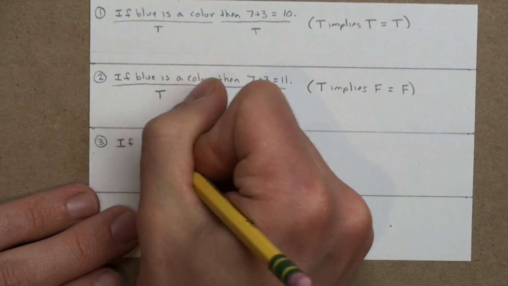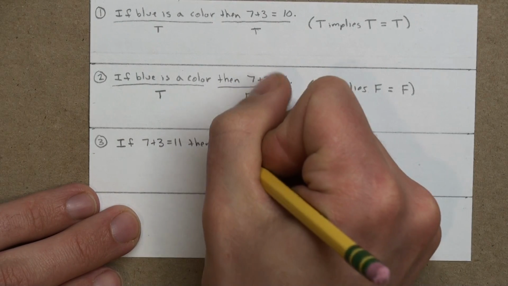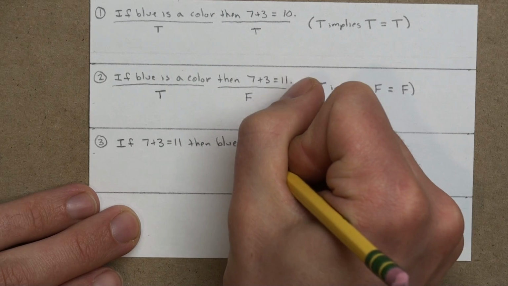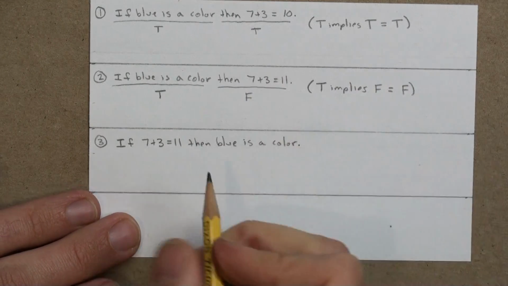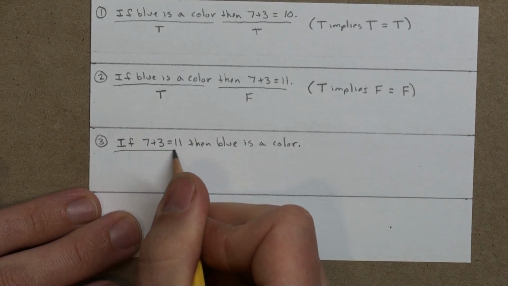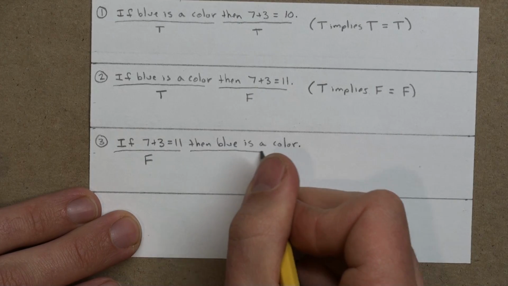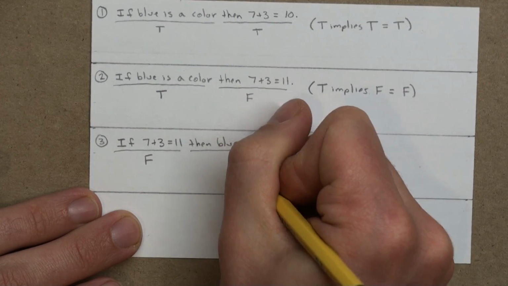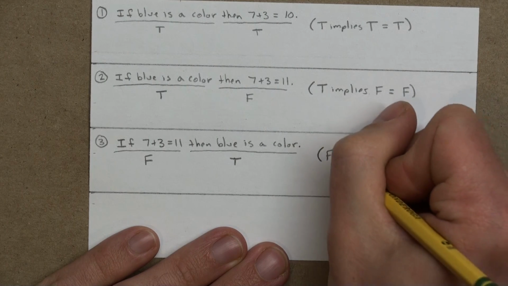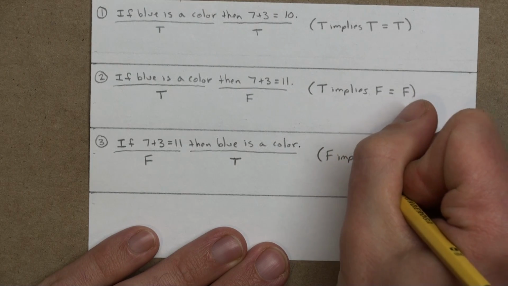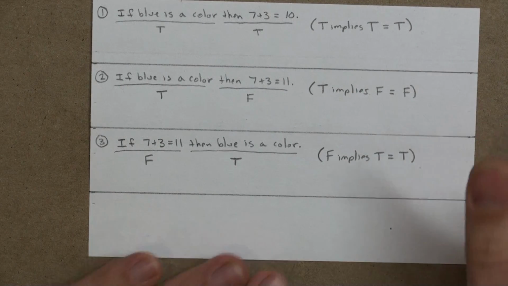So for the third example, we could say, if 7 plus 3 equals 11, then blue is a color. Now this may seem confusing. If 7 plus 3 equals 11 is false, then blue as a color is true. Now in this case, when false implies true, it's actually true. The conditional is considered true.